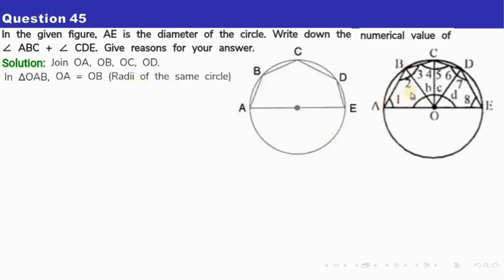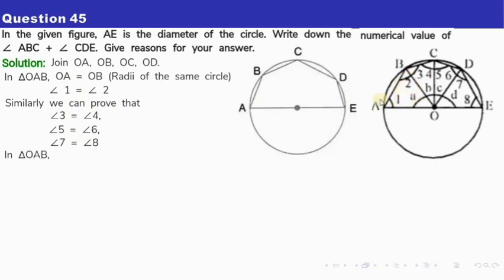Now if these two are equal, that means this is what kind of triangle? This is an isosceles triangle. Now in an isosceles triangle, the base angles have to be equal, right? So that's why angle 1 and angle 2 will be equal to each other. All right. Now similarly, in BOC also, OB and OC are radii. So again, in the same way, angle 3 and angle 4 will be equal. So similarly, we can prove all these things.